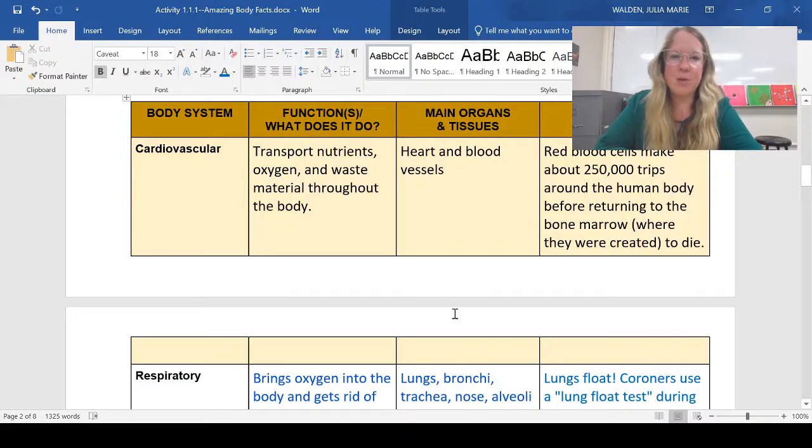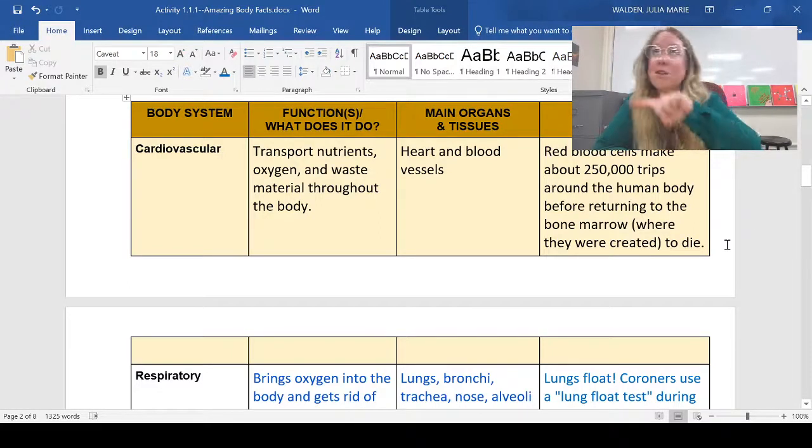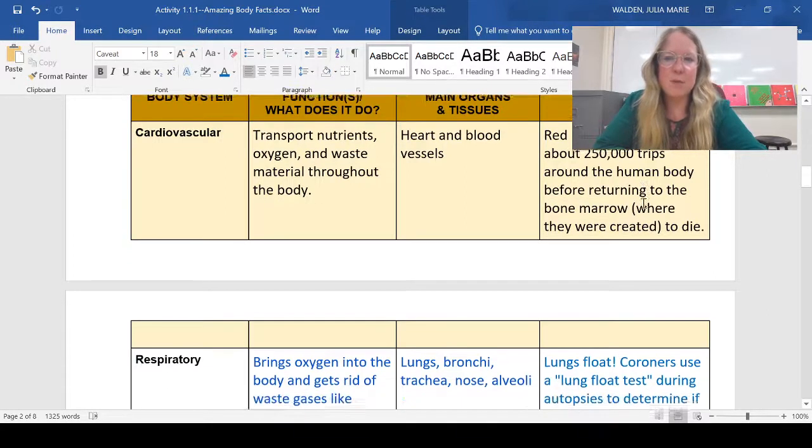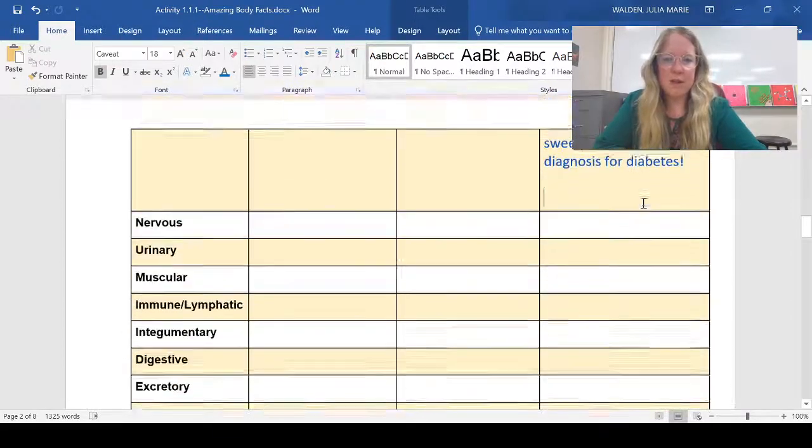So I did an example for you, and that is red blood cells make 250,000 trips around your body. That's insane. That's so much. So they make 250,000 trips around the human body before they return to the bone marrow where they die. And the weird thing is, the bone marrow is actually where they were also created. So it's a beautiful, wonderful circle of life for you there. So the bone marrow creates new red blood cells, and that's also where old red blood cells go to be degraded and murdered.